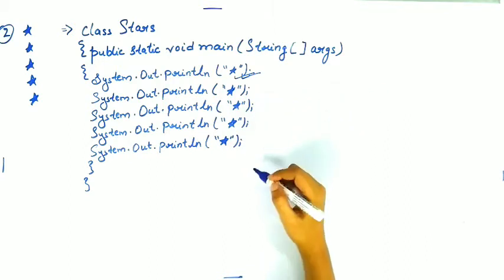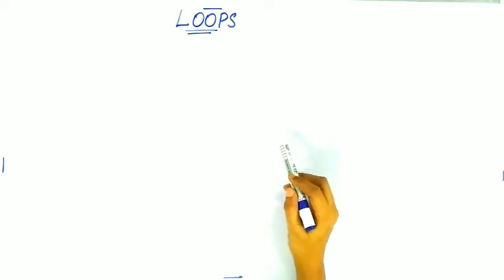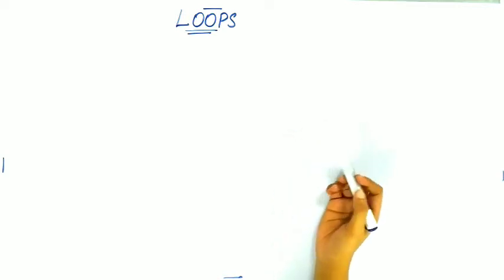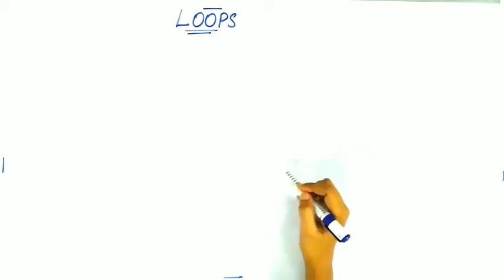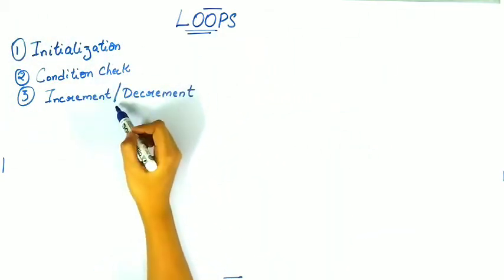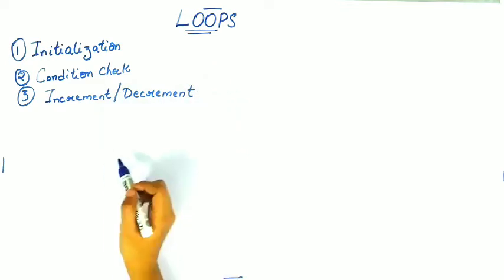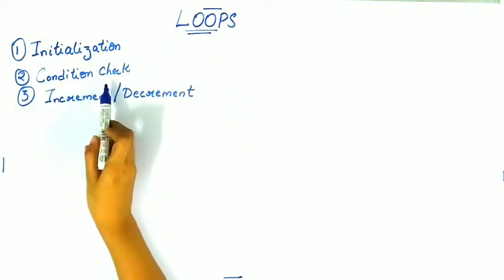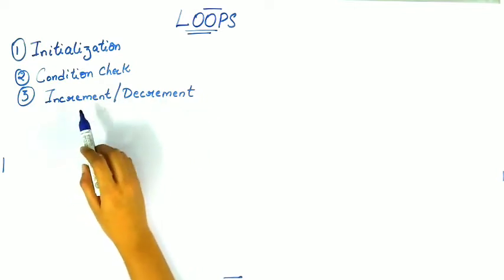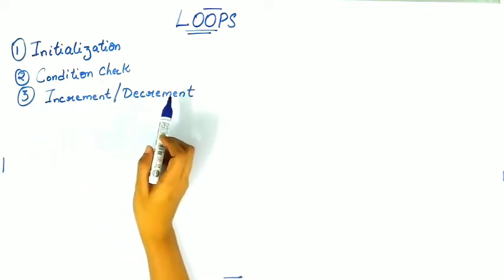So, the topic for today is loops. In Java, loops help in executing one or more statements up to a desired number of times. These are the 3 steps on which loops work. First is initialization, second is condition check, and the third is increment or decrement.